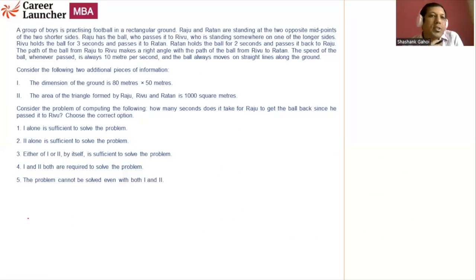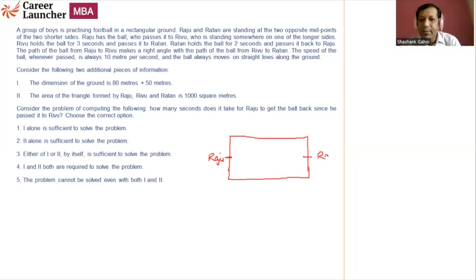Now let's see this question. This question says a group of boys is practicing football in a rectangular ground. Raju and Ratan are standing at the two opposite midpoints of the two shorter sides. Okay. So we have two people, Raju and Ratan. They are standing at the midpoint of the shorter side. Okay. So I'm just drawing this. This is the shorter side. So at one point Raju is standing, at another point Ratan is standing.